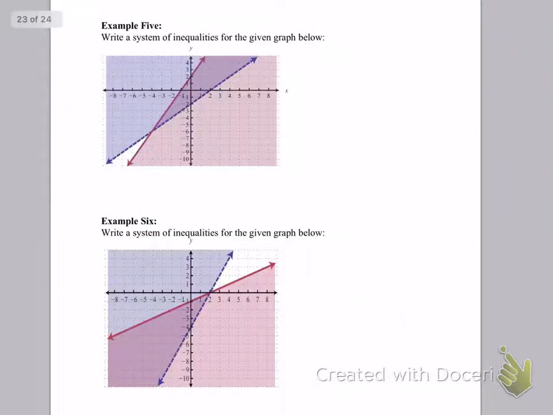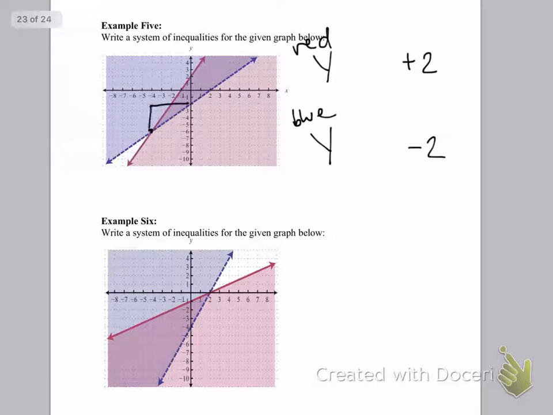So the last thing I want to talk about is writing a system given the graph. So remember, you'll have your y for both of them, and you've got to figure out where they cross. So for the red line, and this one's blue, the red line crosses at 2, so that's plus 2. And the blue line crosses at negative 2. Now you've got to find your slopes. So we've got a point here, and to get to where we are looks a little something like that.